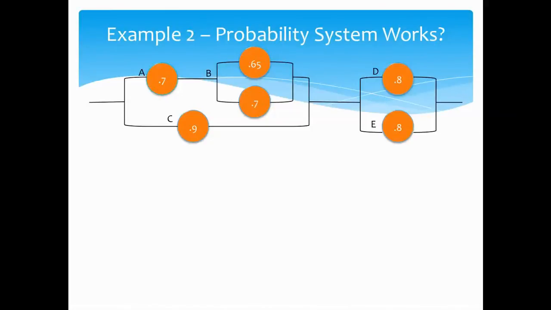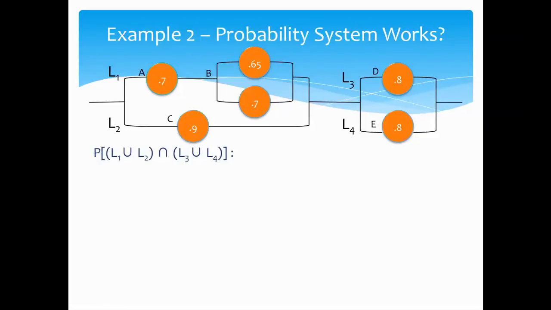In this example, the system will work if the current can make it through either line 1 or line 2, and if it can make it through either line 3 or line 4. So, we are finding the probability of the intersection of line 1 or line 2 working and either line 3 or line 4 working, expressed like this.